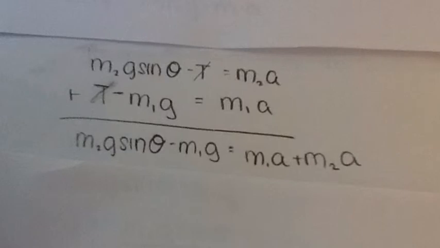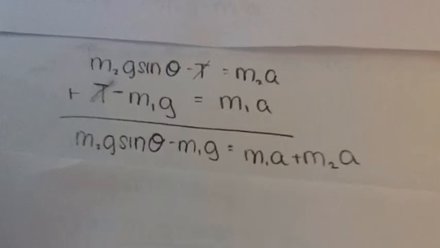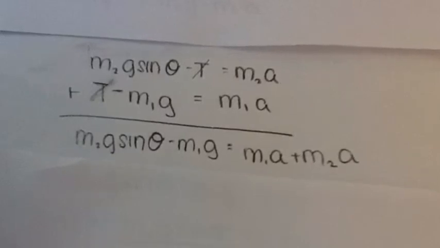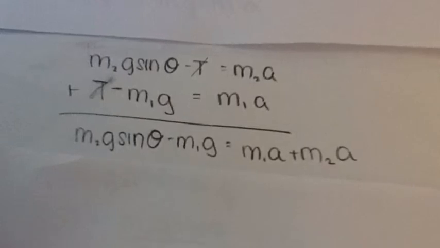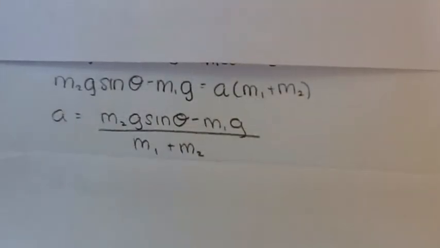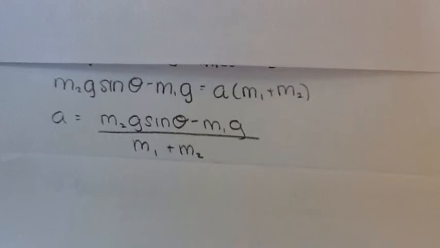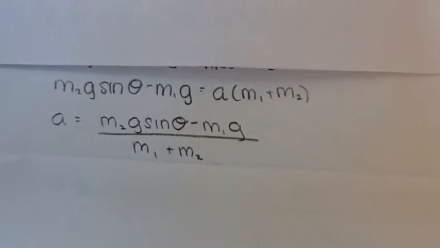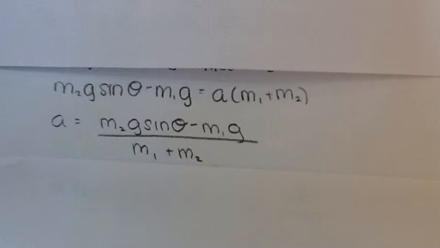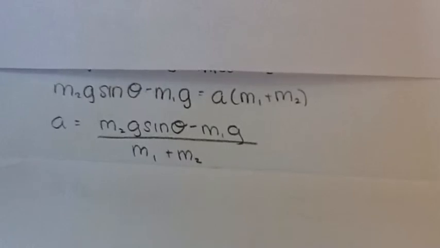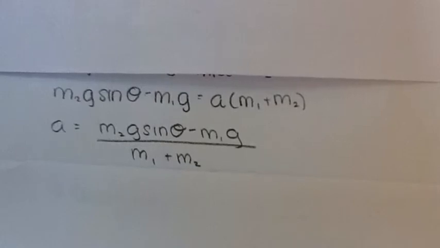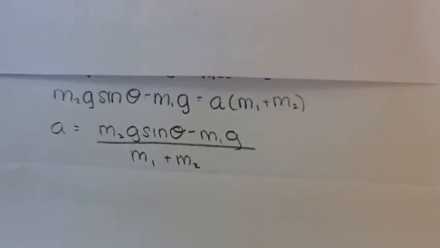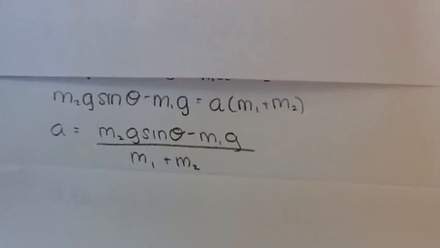Now add these two equations together. The tensions will cancel, leaving you with m2g sine theta minus m1g equals m1a plus m2a. Now you need to get a alone. You can factor it out of the right side of the equation to get m2g sine theta minus m1g equals a times m1 plus m2. Then dividing both sides by m1 plus m2 gives you a equals m2g sine theta minus m1g over m1 plus m2.